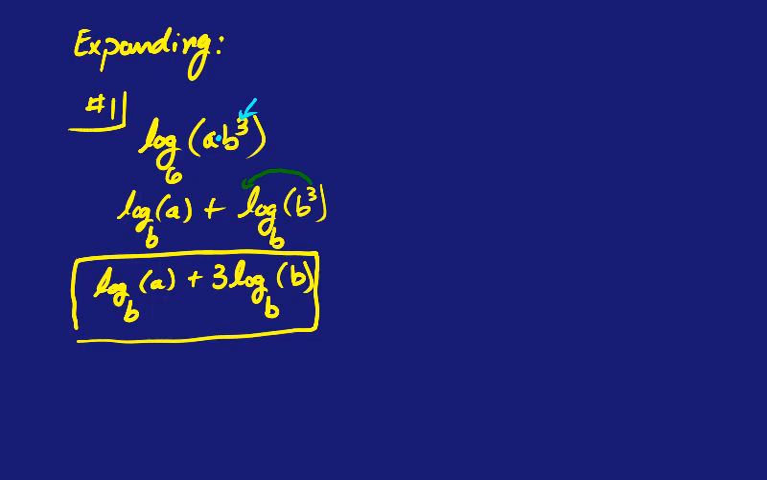Oh, that's not a b, that's a 6. Look at me go. Can't even read my handwriting. Log base 6, log base 6, base 6, and base 6. Look at that. There we go. We all make mistakes. So it would be log base 6 of a plus 3 times log base 6 of b.